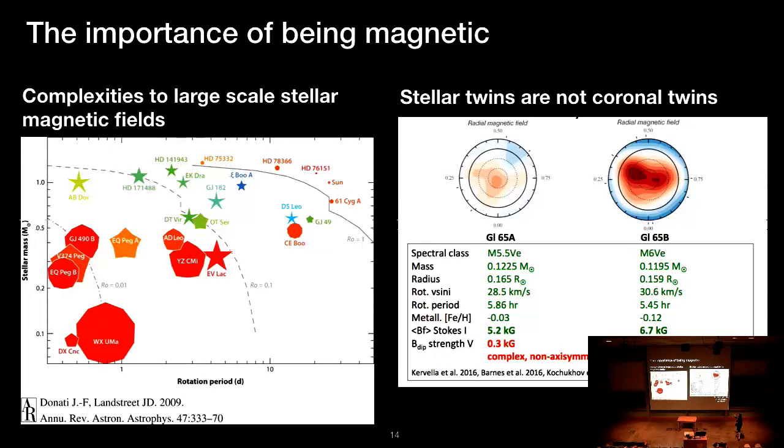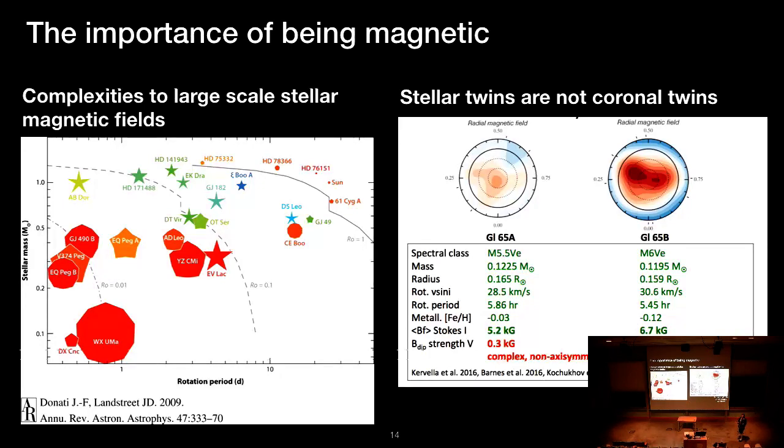So this was an excellent comparison case. These are two stars that have nearly the same temperature, nearly the same mass, nearly the same radius, nearly the same rotation period. Metallicity is very similar. When you look at these two stars and you look at the integrated evidence for magnetic fields, you see they both are indicating very strong field strengths.